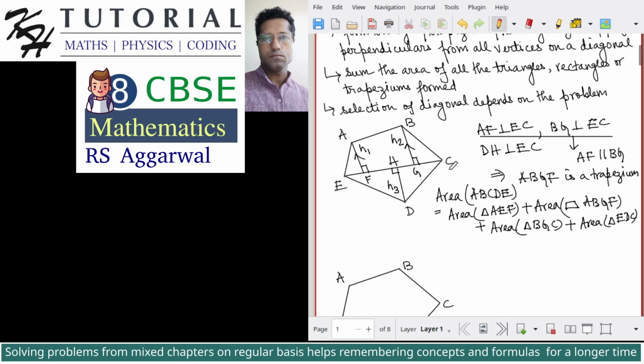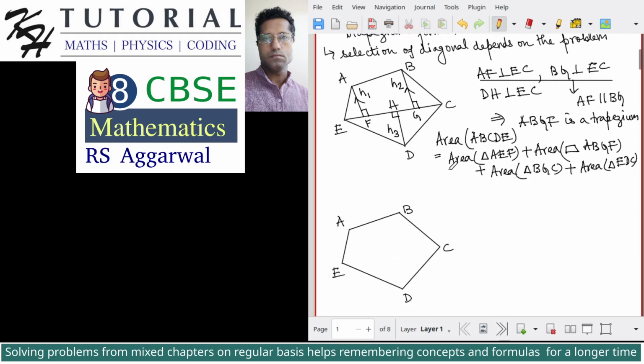Okay. Now the same polygon, let's consider another diagonal, the diagonal AC this time. Sometimes in the given problem we need to draw the diagonals, drop the perpendiculars and form the triangles and the trapezium, and in some problems the diagonals will already be mentioned. It will be given in the figure. The figure will clearly show which diagonal to use and which perpendiculars to use.